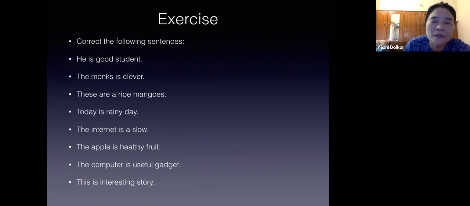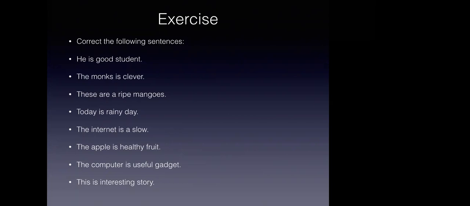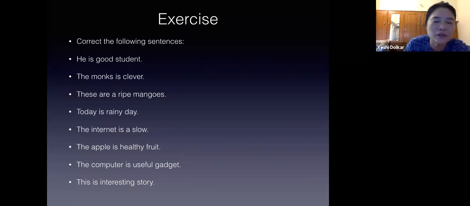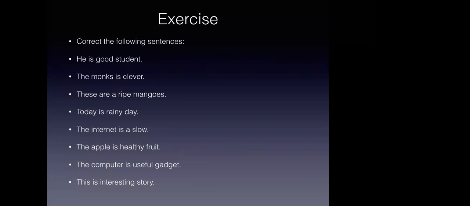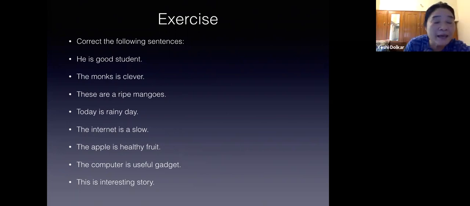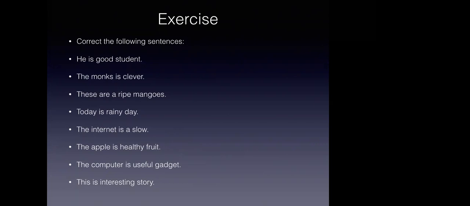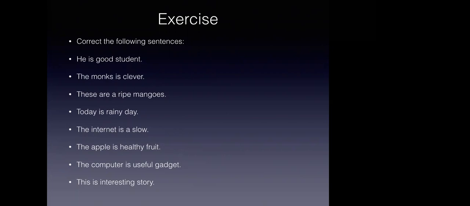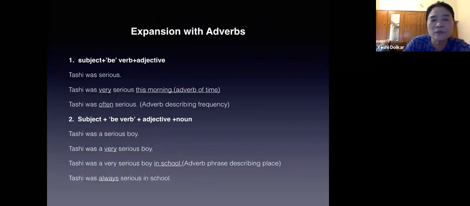What about this is an interesting story? Can you put an adverb? This is a very interesting story. Extremely interesting story. This is an extremely interesting story. This is a very interesting story, because it is not a vowel. All right. So that's how you put adverbs there. You can give it a check.